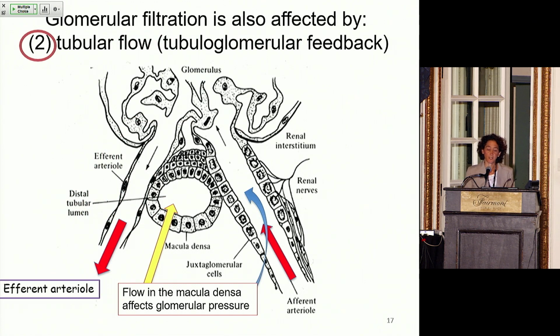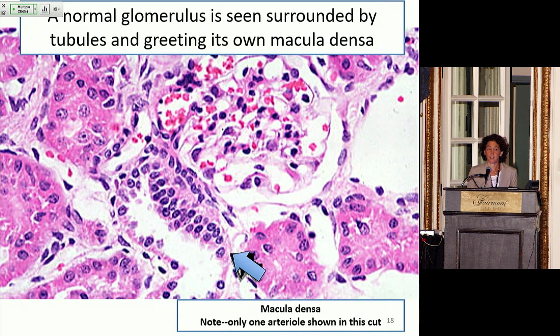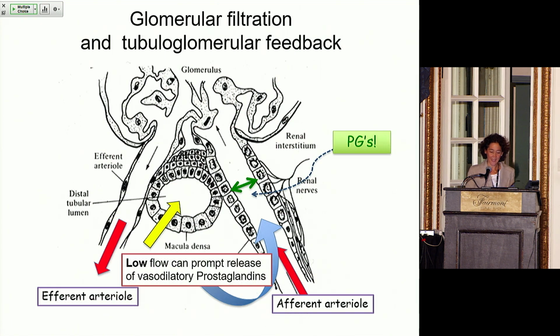So glomerular filtration is also affected by tubular flow, the tubuloglomerular feedback. And when flow is reduced, then in the macula densa, that will also stimulate the release of renin and the cascade we talked about. It's not just my fantasy that the macula densa is right next to the glomerular capillary. Here it is, right next to the glomerular capillary. So I think that picture is very cool.